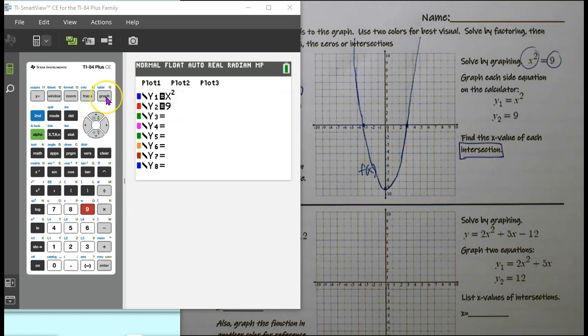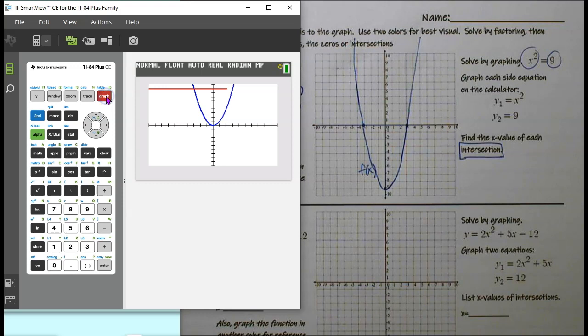So now I'm going to hit the graph button and see what happens when I graph. I should have a blue line and a red line. And I do. I have a blue line and a red line. So this time when I'm solving, I'm not looking for where they cross the x-axis like I was here, negative 3 and positive 3. I'm looking for where the red runs into the blue.